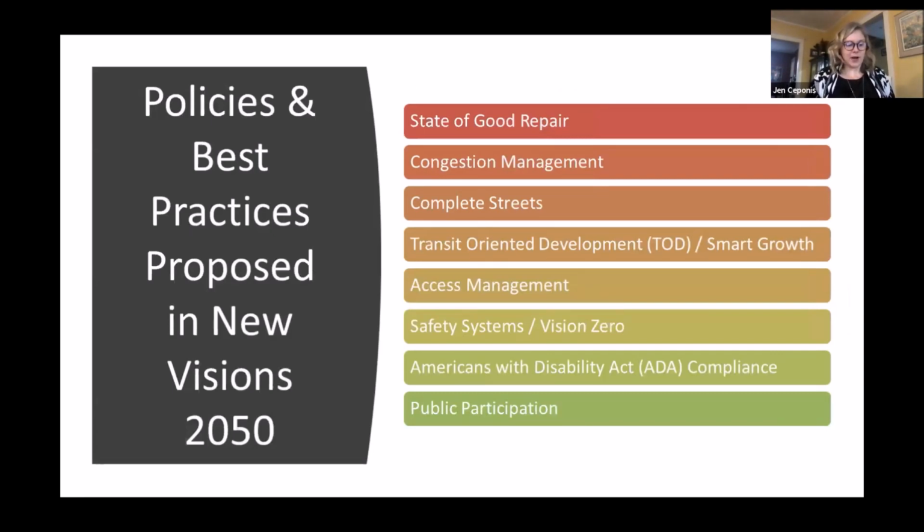And based on trends and existing conditions, the major policies and best practices recommended in New Visions are maintaining a state of good repair, managing congestion, not adding capacity, implementing complete streets, implementing transit-oriented development and smart growth, access management, safe systems or Vision Zero policies, complying with the Americans with Disabilities Act, and expanding public participation.